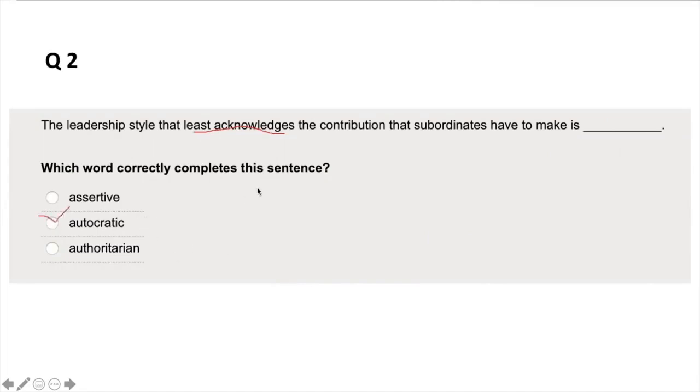Assertiveness means that you do speak your mind, okay? And that would not be, of course, least acknowledging. That would be giving the okay for people to speak their mind and suggest their opinion. So this one would be autocratic.